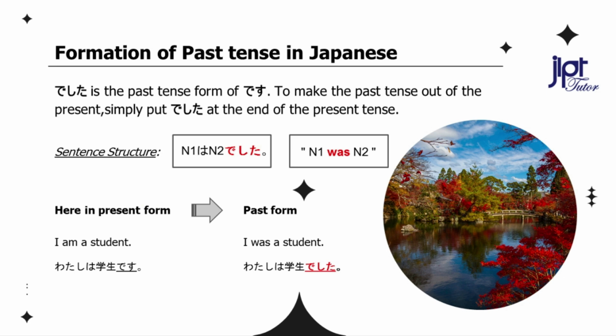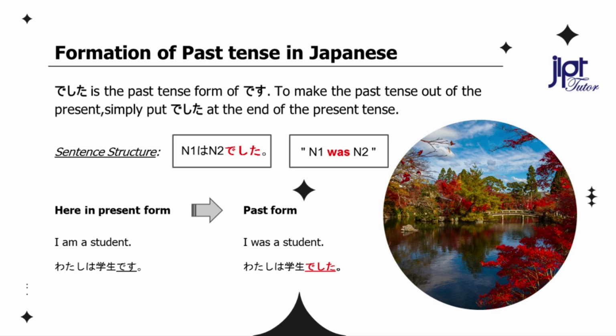Formation of past tense in Japanese. Deshita is the past tense form of desu. To make the past tense out of the present, simply put deshita at the end of the present tense. N1 wa, N2 deshita. N1 was/were N2. Desu is the present tense. Deshita is the past tense. Let's understand this concept by taking an example.